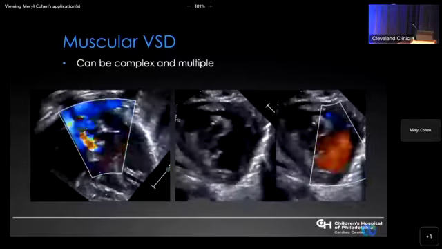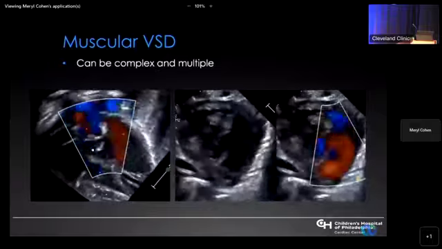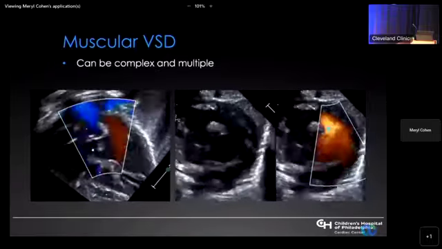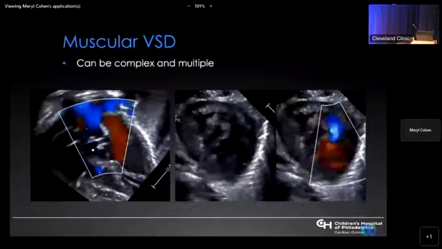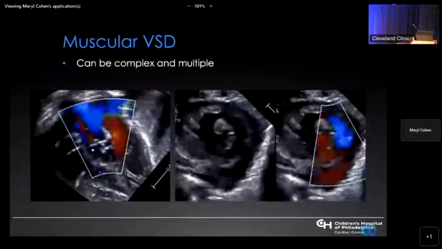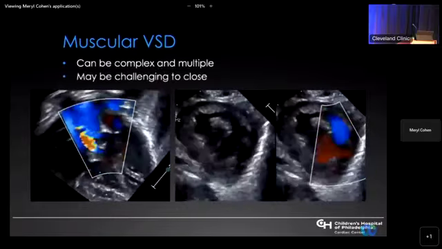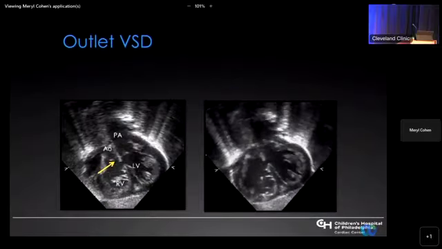And so we chose to do the arterial switch very late in this patient after doing a banding procedure so that the surgeon would have access to these defects. And recently, this patient underwent the arterial switch with VSD closure and has done quite well. So these can be somewhat challenging to close.